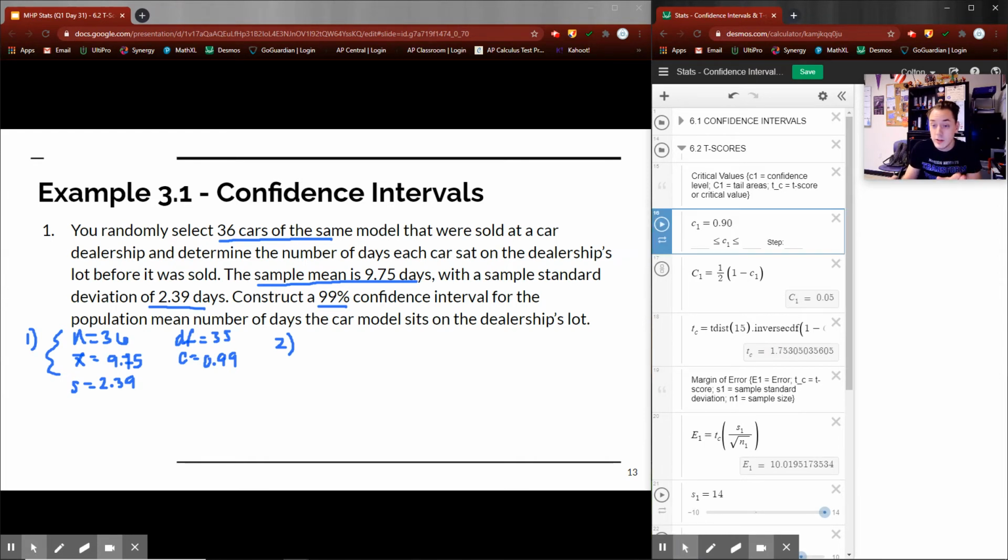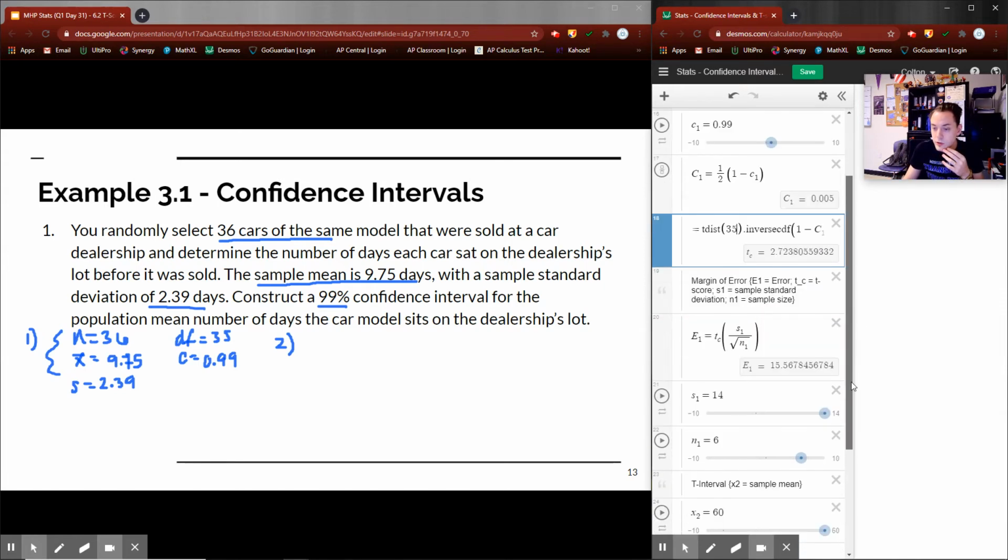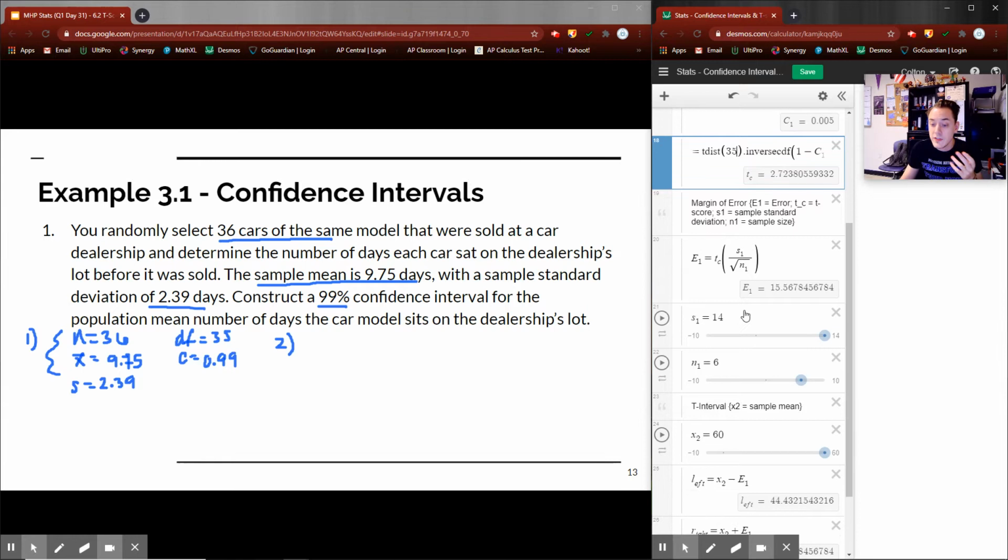I'm at the t-score, so 6.2. I'm going to change that. I'm going to scroll down. I want to change my value here. So not 15, but I want to change it to 35. Okay? Scroll down a little bit more and I need to change these values.